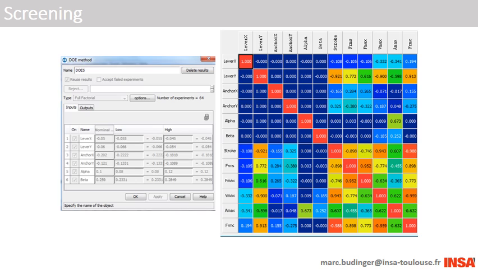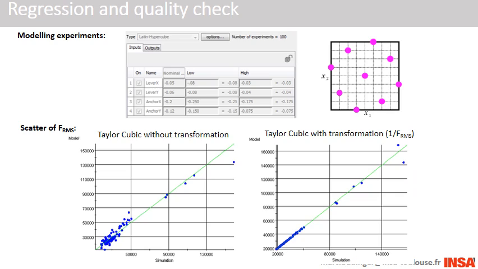This array represents a correlation analysis of the input and output data. We see that for each output quantity, only 4 or 6 parameters are important, and therefore have to be considered. For example, in the case of the stroke computation: lever X, lever Y, anchor X, and anchor Y. For the final regression, we use Latin hypercube. It gives us the possibility to multiply the number of levels of the input variables while limiting the overall number of experiments. A first regression, computing the RMS effort from anchor points, has a mediocre regression quality.